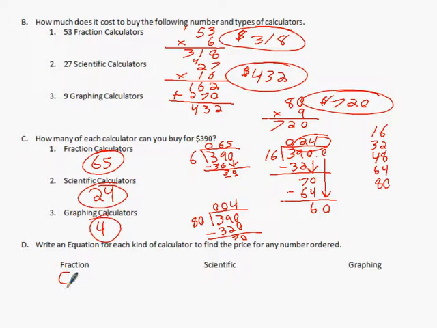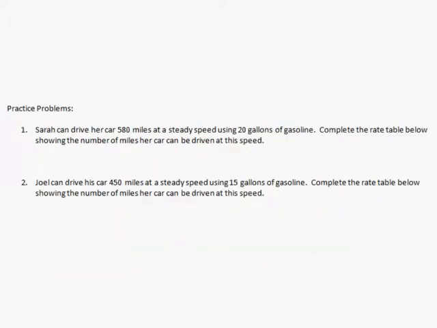So, the fraction calculator, what we do is we multiply by 6 every time. So the cost for every fraction calculator is 6 times the number we want. So C equals 6 times N. The cost for a scientific calculator is 16 times the number we want, and the cost for a graphing calculator is 80 times the number we want. Notice they're the same exact equation on each one, except for the number changes to how much each individual calculator costs.